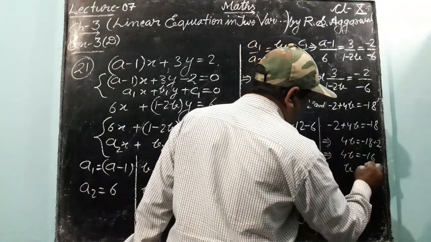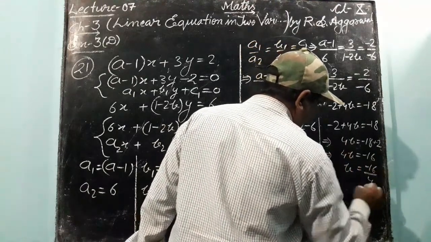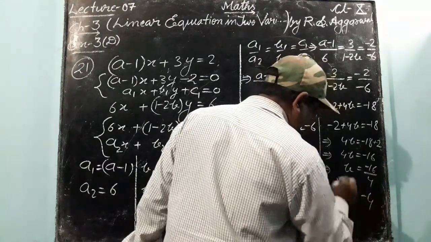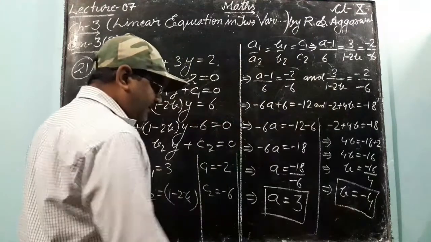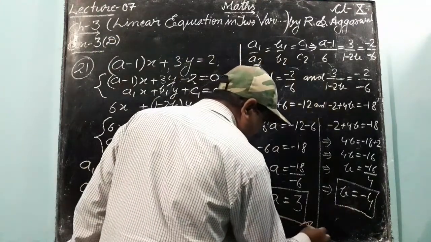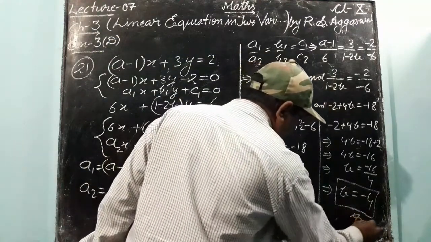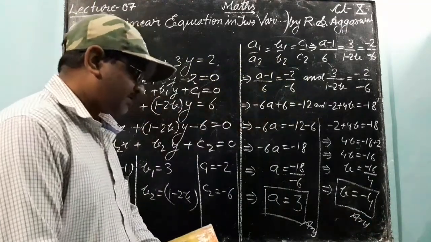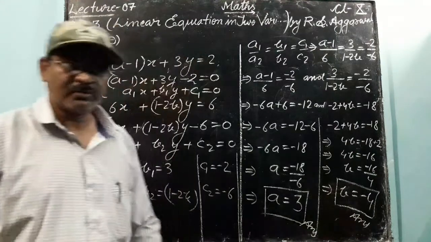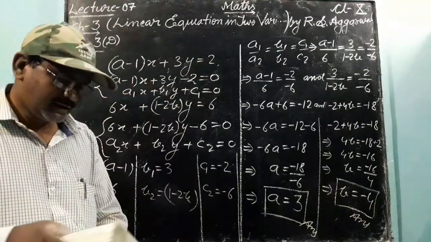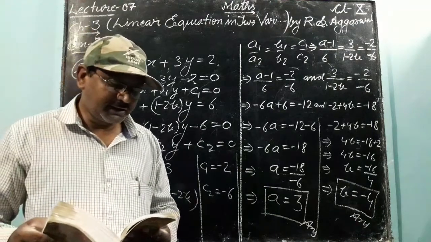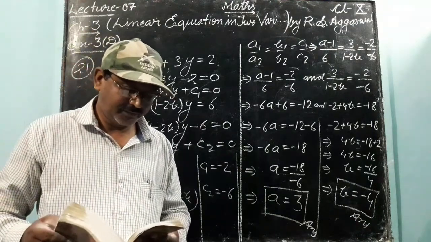Then B is equal to minus 16 divided by 4. Finally you will get B is equal to minus 4. Yes friends, in this way you get both answers. A is equal to 3 and B is equal to minus 4. Clear? In this way you can solve all the remaining questions of 22, 23, 24, 25, 26.